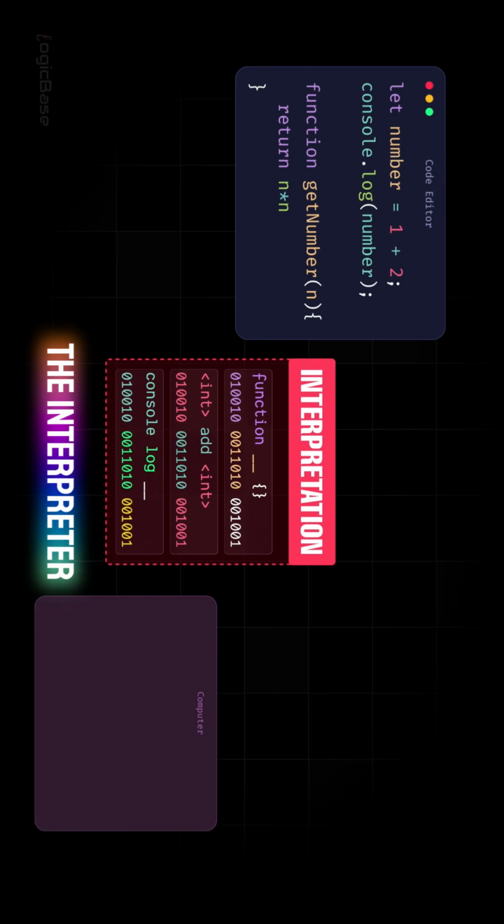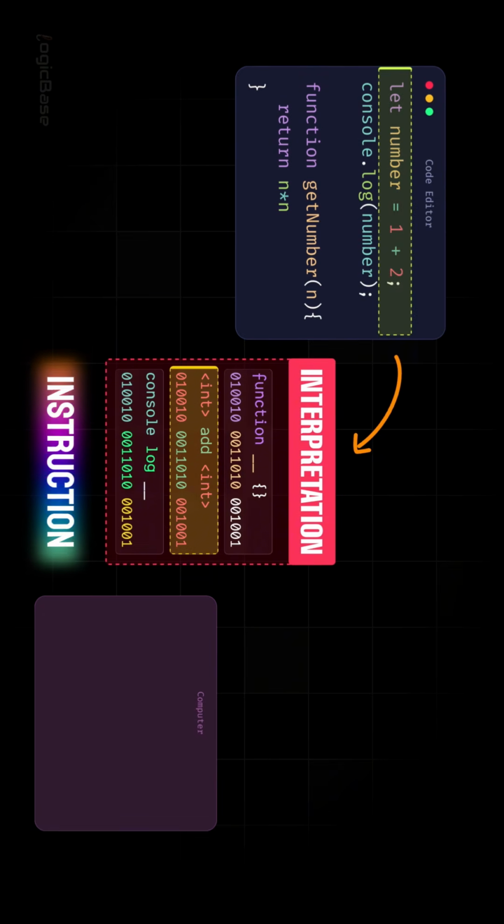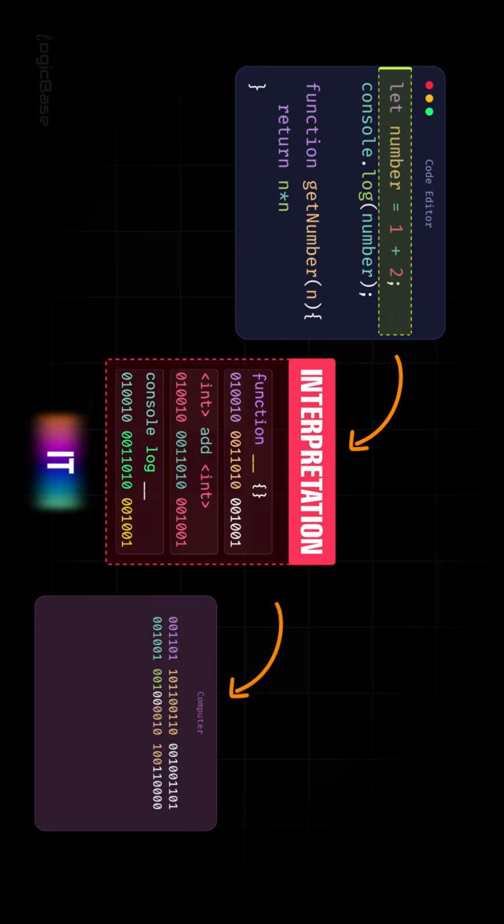When we run a program, the interpreter starts executing the instructions line by line. First, it looks at the first line. The interpreter already knows how to handle that operation. So it takes that instruction, translates it into binary, and executes it. Once the first line is done, it moves to the next line and the next and so on.